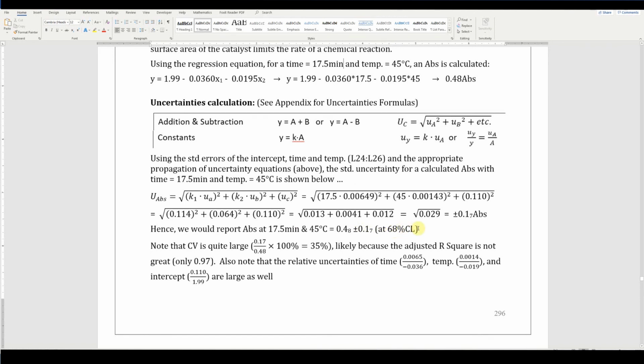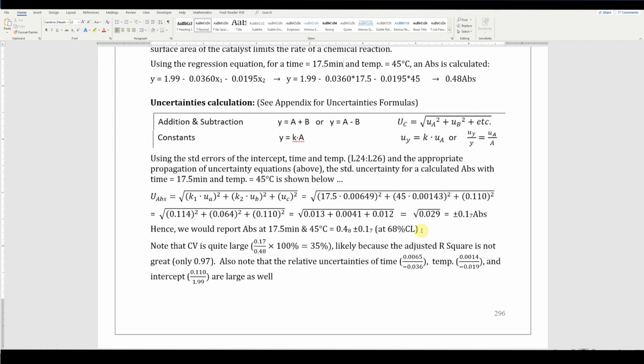Now I know, and you know, that you can only report one sig fig in a standard deviation. I just carried an extra one. I deprecated it for calculation purposes. And so we would have to report our absorbance to one sig fig as well. This would be 0.5 plus or minus 0.2. I didn't even bother calculating the 95% confidence interval here because it's going to be so bad.